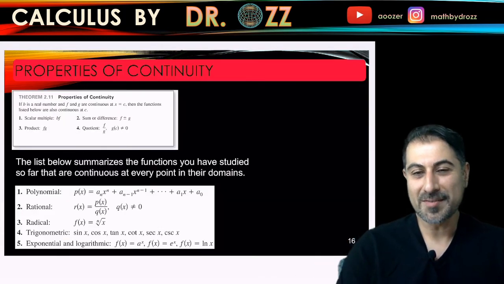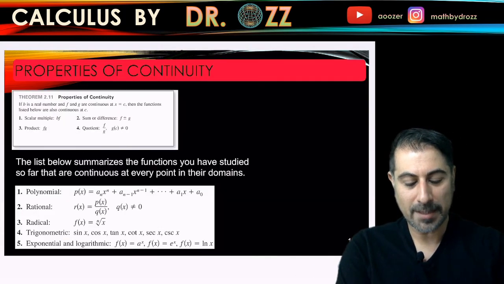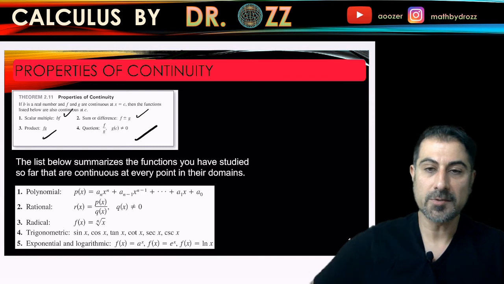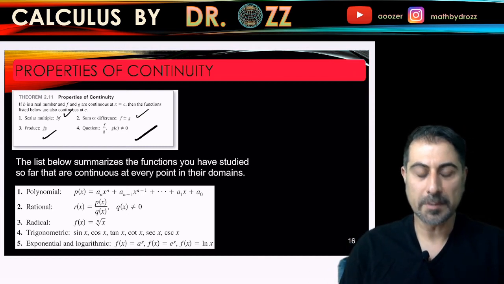We had also properties of continuity, so multiplying by a scalar, looking at the sum or difference of two functions, product of functions, and quotient of functions. Please check those properties and use them accordingly.